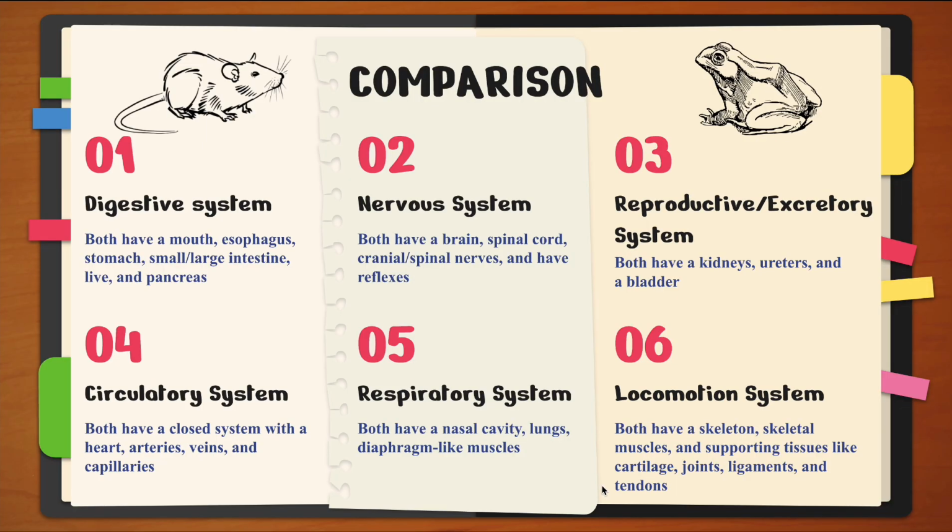Next, we will be comparing the anatomies of the brown rat and the grass frog. There are many similarities between their anatomies, including the digestive, nervous, and reproductive and excretory system. Both have a mouth, esophagus, stomach, small and large intestine, liver, and pancreas. In the nervous system, they both share a brain, spinal cord, cranial and spinal nerves, and reflexes, as many animals do. Finally, with the reproductive and excretory system, both have kidneys, ureters, and a bladder.